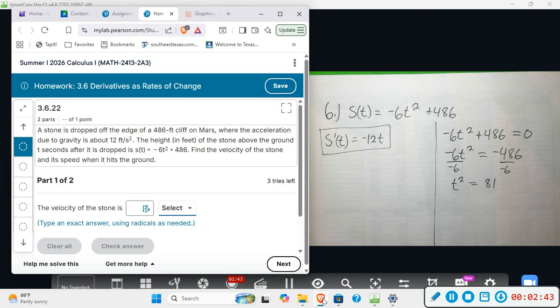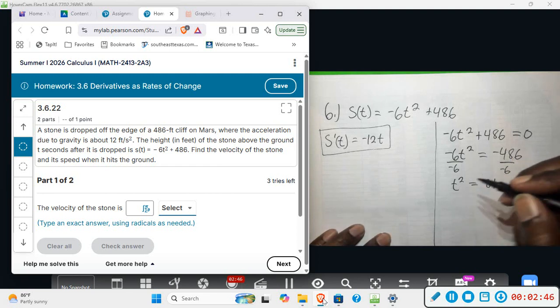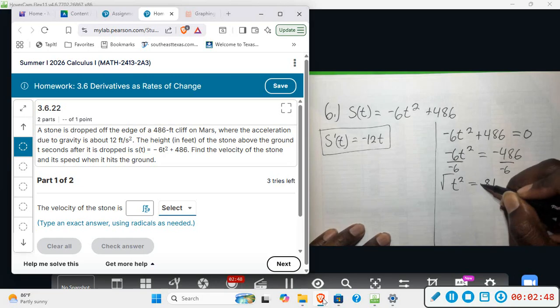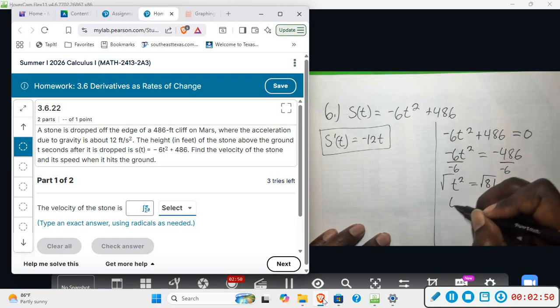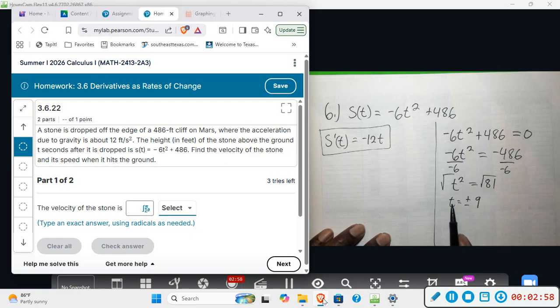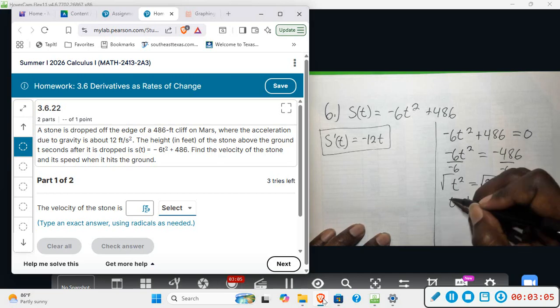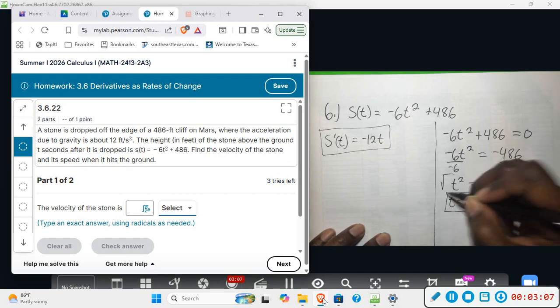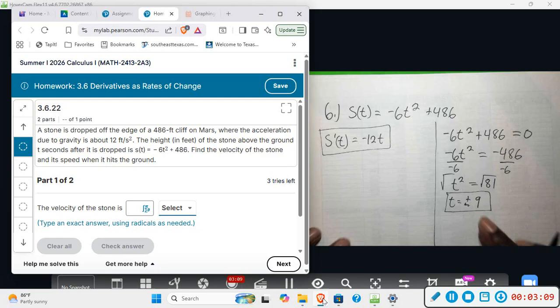And then we will take the square root of both sides. When we do the square root, we've got to remember positive or negative, and so we will get positive or negative 9. Now, since we're dealing with time, we don't deal with negative time, so we will only focus on the positive. So we're going to say t equals 9. So this object is going to hit the ground after 9 seconds. Time is in seconds.